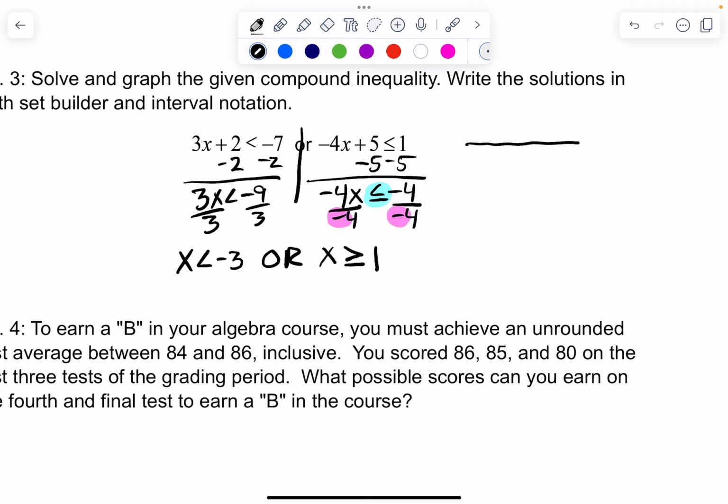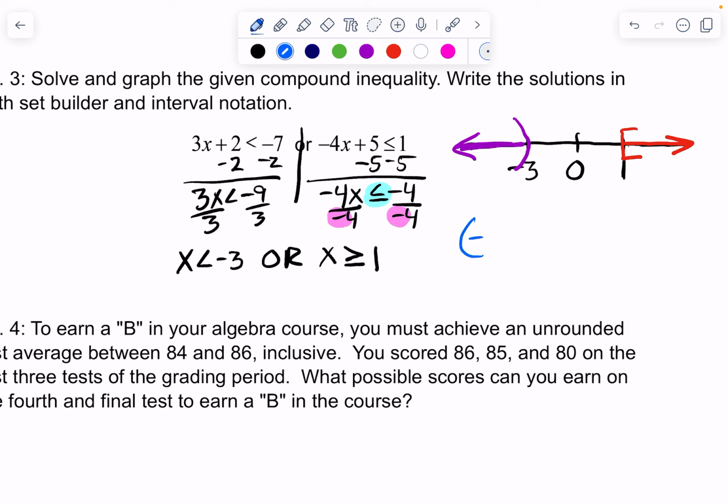Now let's go ahead and graph these to make the interval notation a lot easier. We have our 0, we have our -3, we have our 1, and x is less than -3, so parentheses, and we shade to the left because it's less than. And then on the other side, we have x is greater than or equal to 1, so that's a bracket, and we're shading to the right. So my interval notation would be from -infinity to -3 in union with bracket 1 to +infinity. And there you have it.